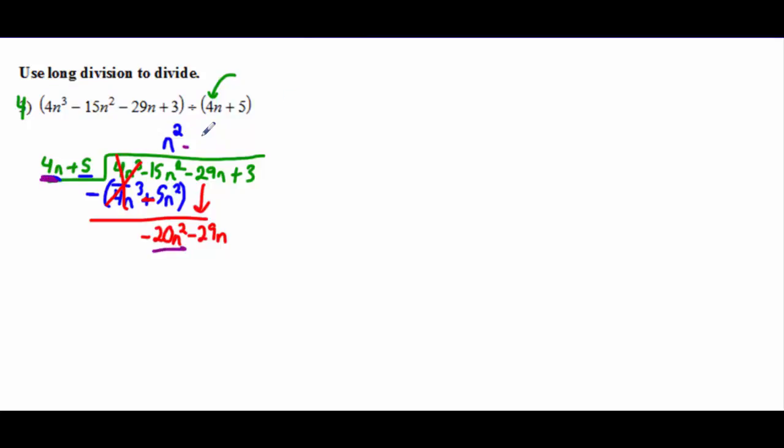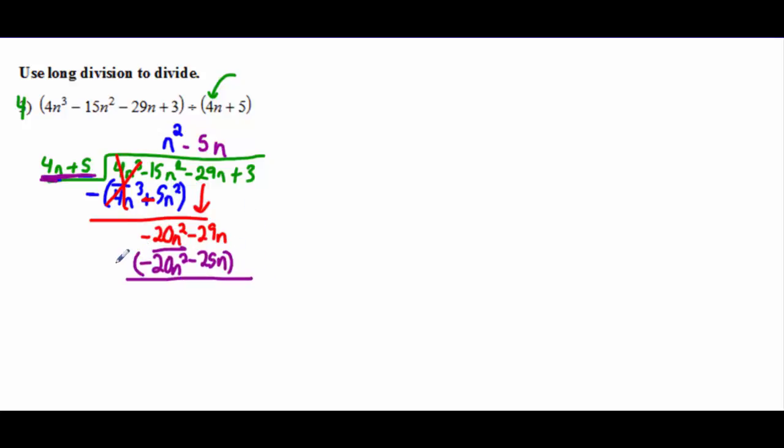So to get that, I need negative 5n, because I need it to be negative. I need to times it by 5, but I also need another n. So I times both of these now by negative 5n, which gives me negative 20n squared minus 25n. But I'm going to subtract these.